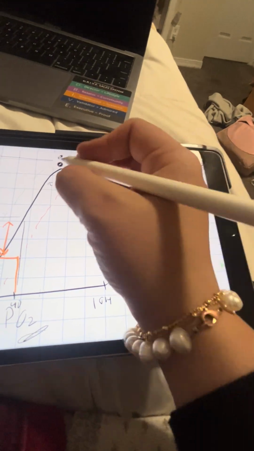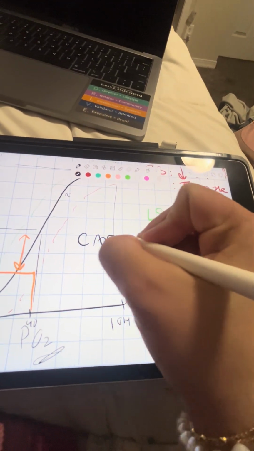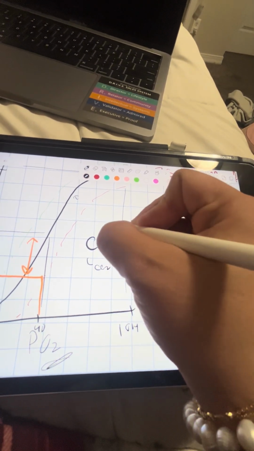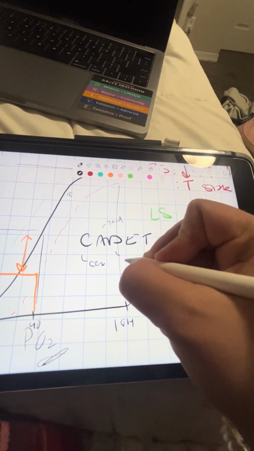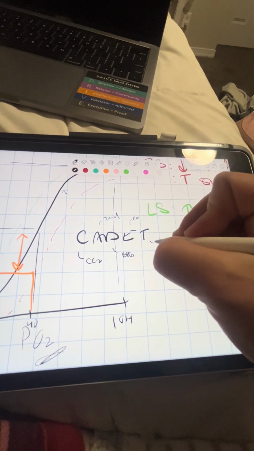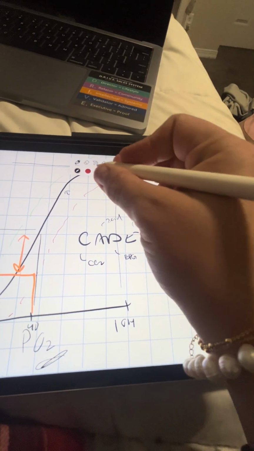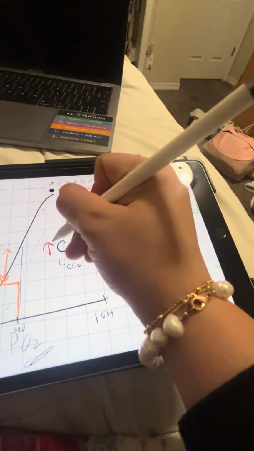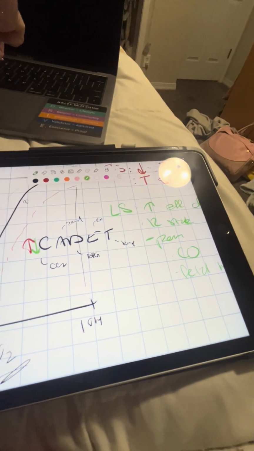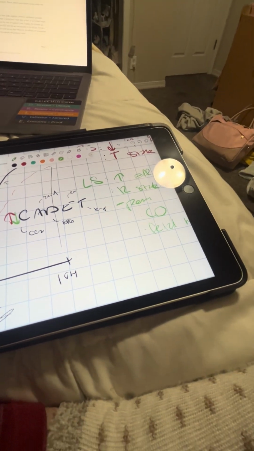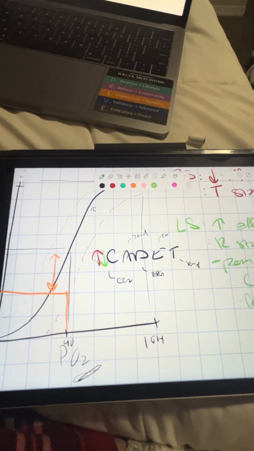So now for the things that can affect this. You have something called your CADET. C is your CO2, A is your acid, D is your BPG or DPG, E is exercise, and T is your temperature. If you have an increase in CADET, you're going to have a right shift. And if you have a decrease in CADET, you're going to have a left shift. So decreased CO2 is going to cause a left shift. Increased CO2 will be a right shift, right? And so on and so forth. So that's what my CADET is.